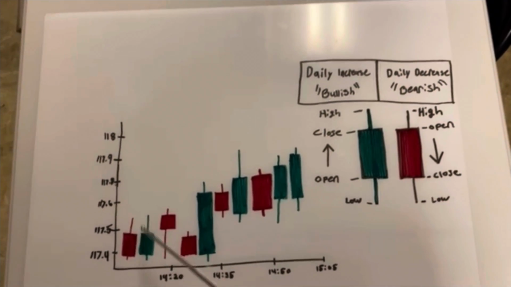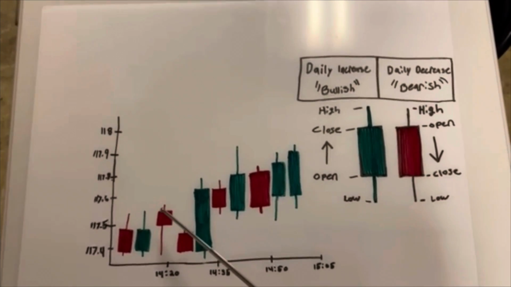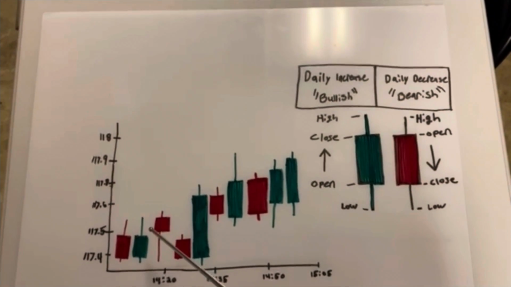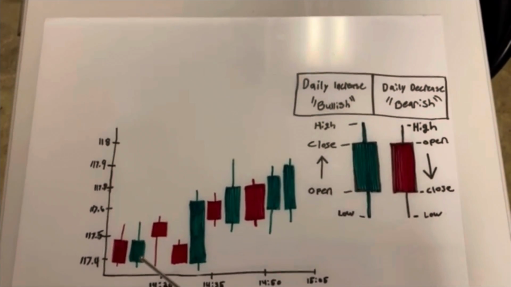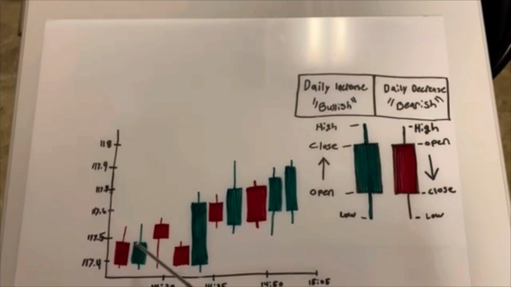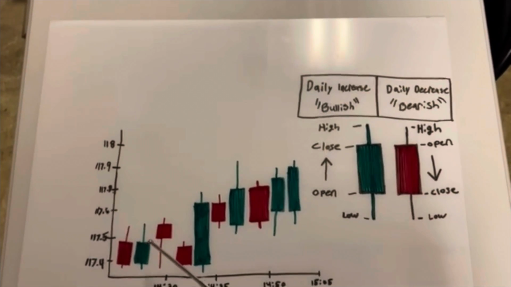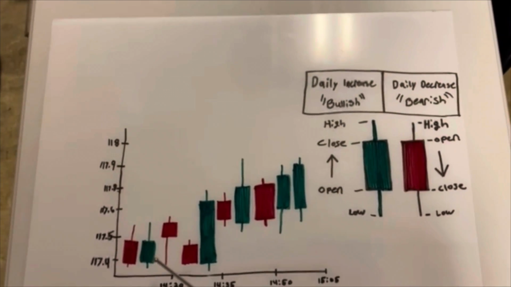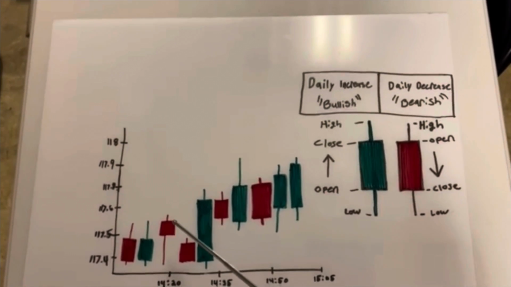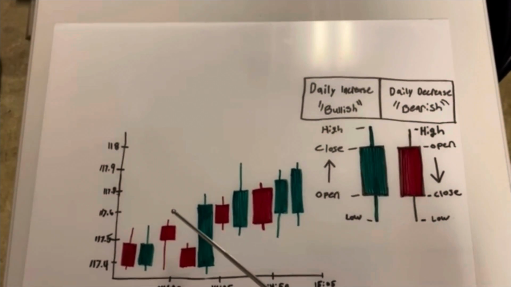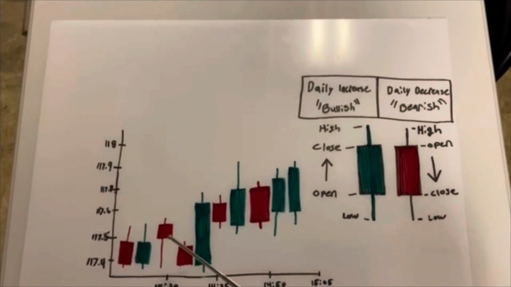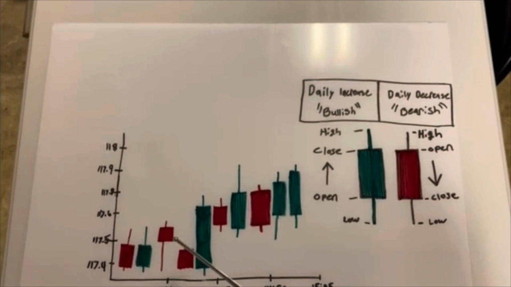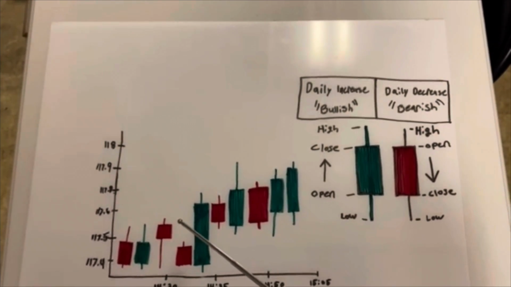The lines at the top and bottom of the candlesticks are called wicks. On a daily increase, the top of the wick is the high and the bottom is the low. And the top of the candle is the close and the bottom is the open. But on a daily decrease, the top of the wick is high as well and the bottom is low. But the bottom of the candle is the close and the top is the open.